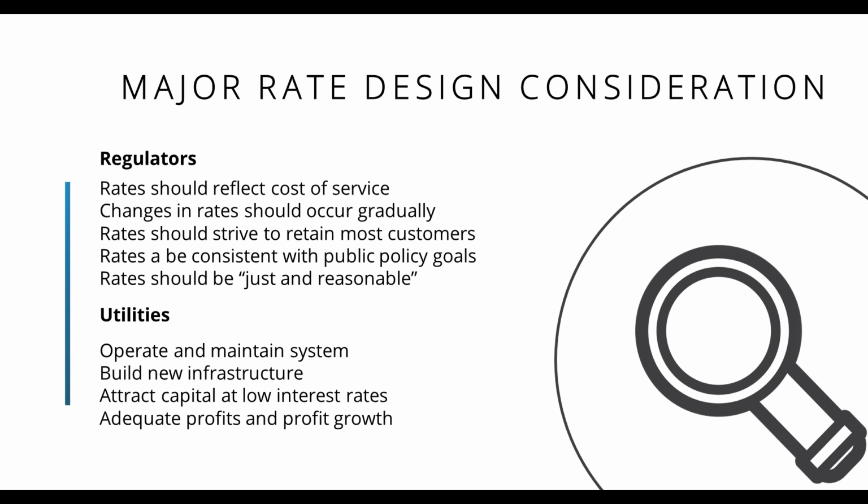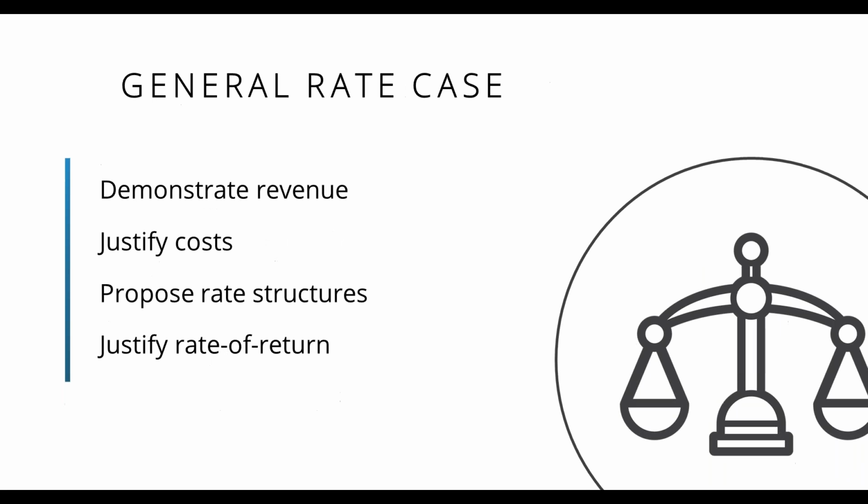Of course, the utility wants enough money to be financially healthy to be able to do what it needs to do. But the regulators historically have focused on cost of service. We just want the rates to reflect the cost of service of the utility. Increasingly, though, there has been focus on other aspects, such as changes in rates should occur gradually, no rate shock, and consistent with public policy goals, such as we don't want to discourage new businesses from locating in our service territory due to high electricity rates. And so these concerns that regulators are increasingly considering all tend to push back against types of utility spending that potentially can result in rate increases.